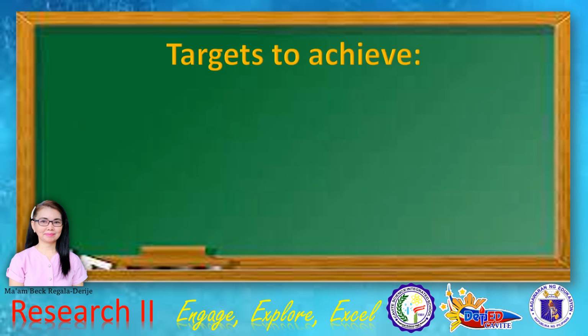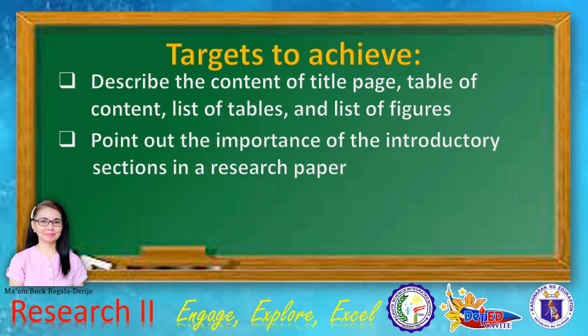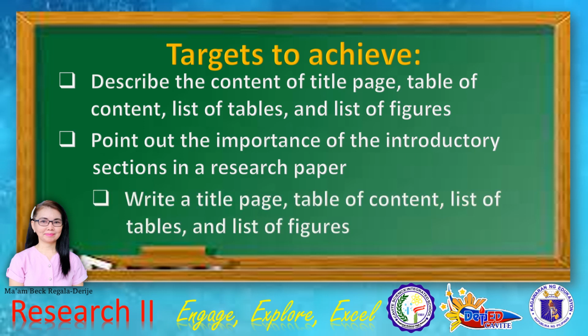Now at the end of our lesson, you should be able to achieve these 3 targets. First, describe the content of title page, table of content, list of tables, and list of figures. Second, point out the importance of the introductory sections in a research paper. And third, write a title page, table of content, list of tables, and list of figures. Let's move on.